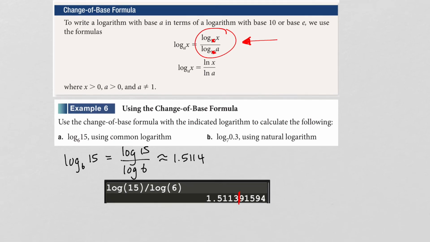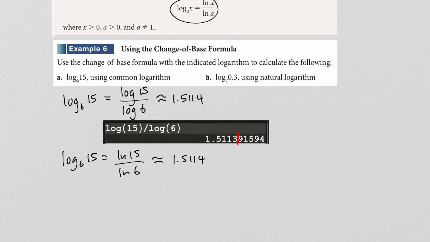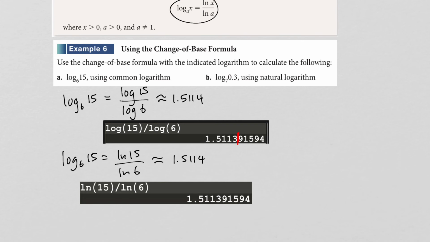Now, just to show you, you could have also used this other formula and you would have gotten the same thing. To do that, you would simply say natural log of 15 divided by the natural log of 6. And this is also equal to 1.5114. And I'll bring in the calculator now. So just for verification purposes, you can see that indeed this expression gives you the same answer.